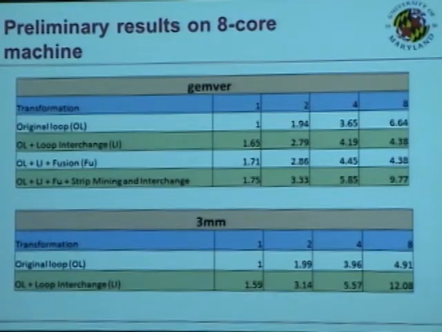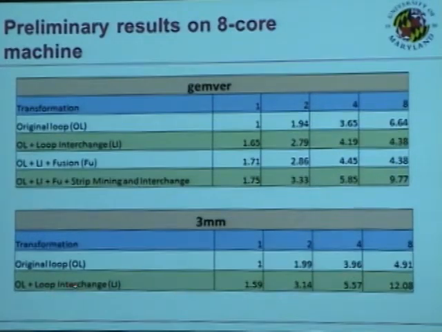And that can happen. So what's the bottom line here? Transformations matter. You can go from the first row to the last row and get a very significant boost in performance if you use our transformation sequence. Now this is 3mm, and it's a relatively simple transformation sequence. You just apply a loop interchange and that does the trick. You go from 1 to almost 1.6 speedup on just 1 core. And then you get a speedup of about 12 on 8 cores.